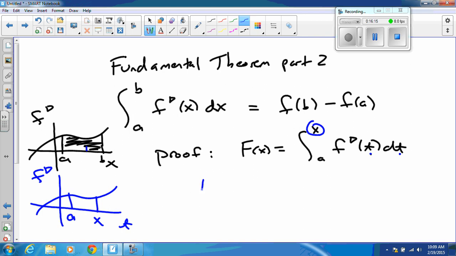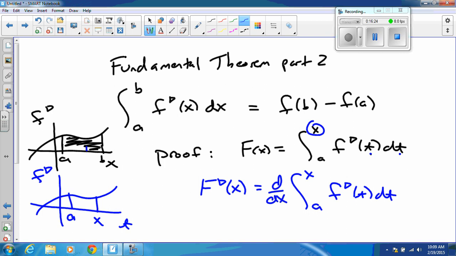Now, what I'd like to do is find capital F prime. But using the fundamental theorem, capital F prime is really easy, because this is exactly in the form of my fundamental theorem, isn't it? With little f prime being the function that I'm integrating. So that when I take the derivative d dx of the integral from a to x of f prime of t dt, I immediately get f prime of x. Fundamental theorem, bam.